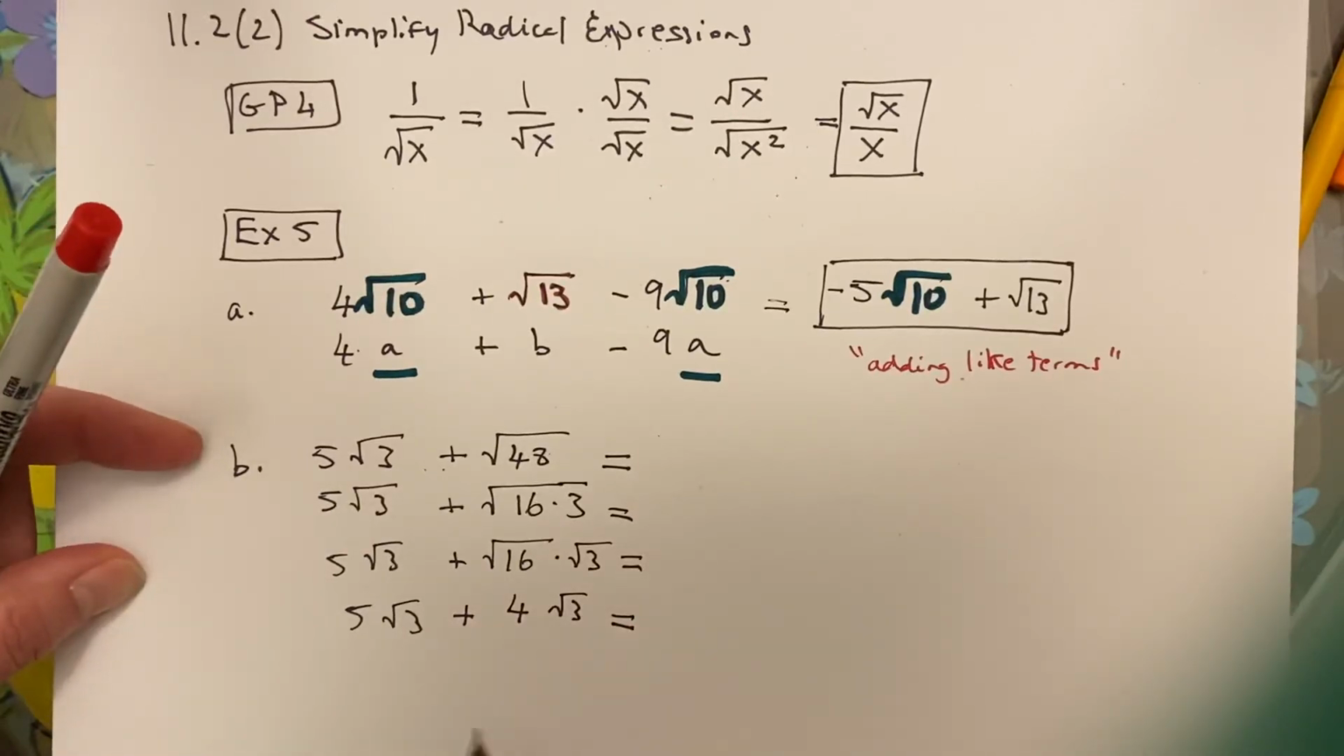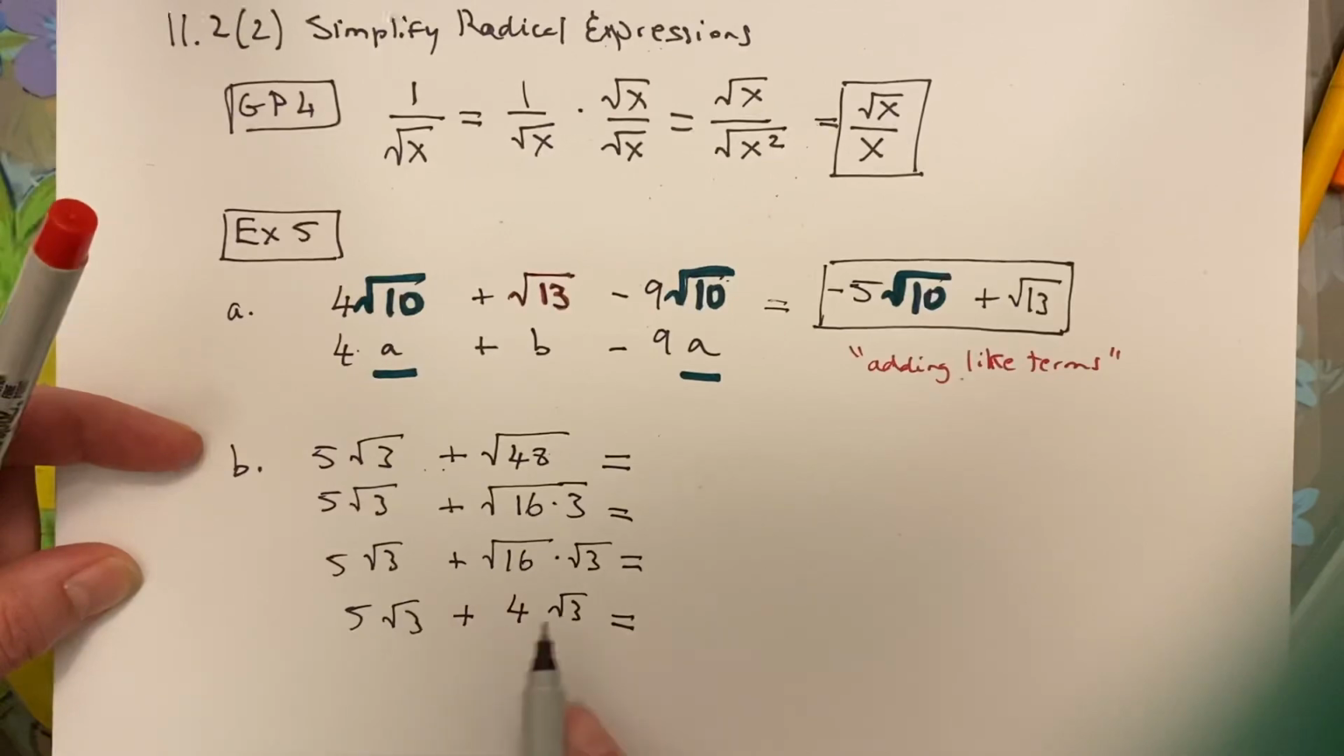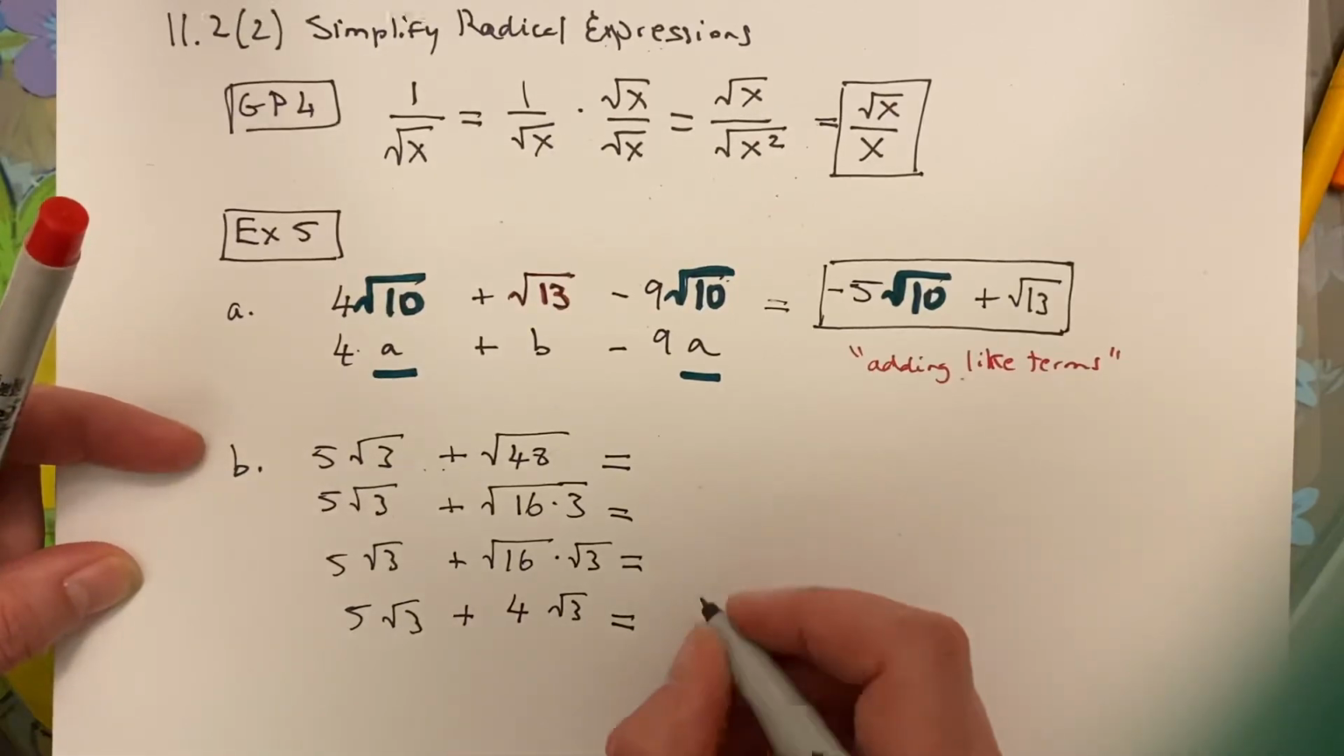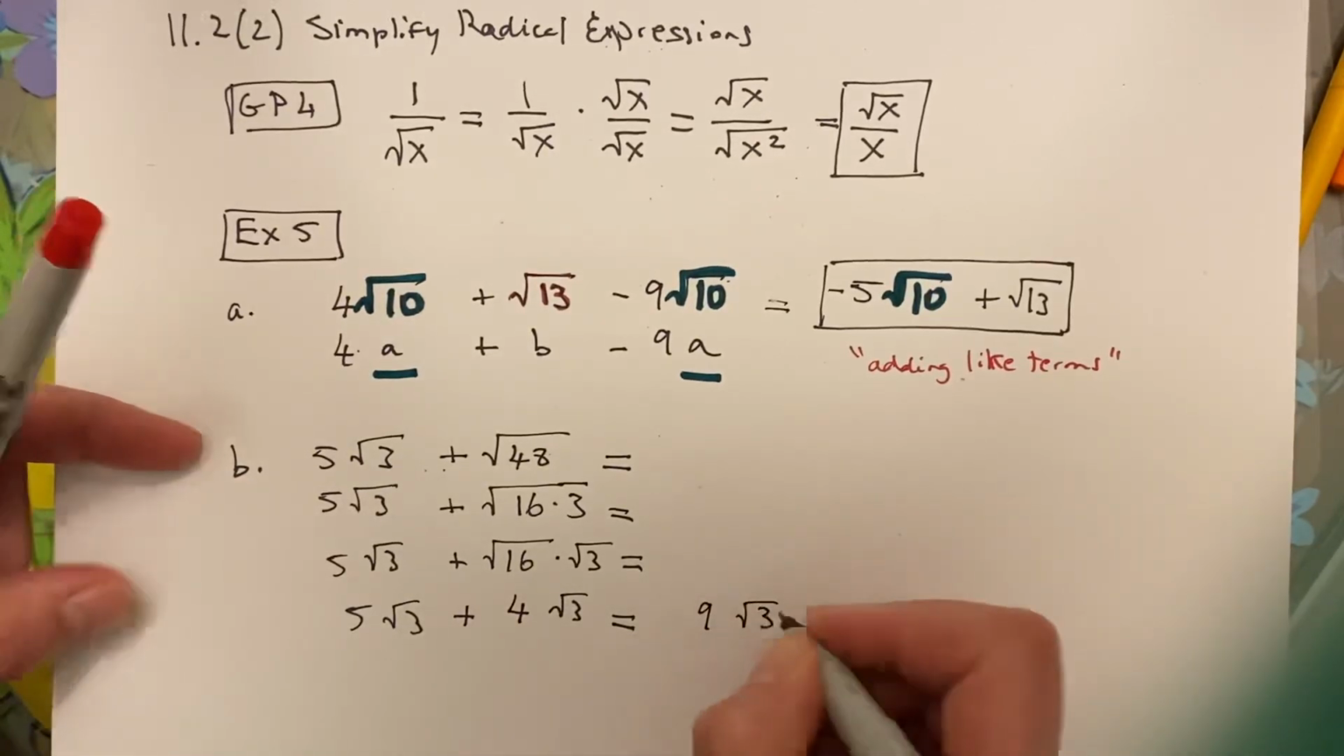Now I have like terms. I have 5 square root of 3 plus 4 square root of 3, and I'm allowed to add them. And when I do, I get 9 square root of 3.